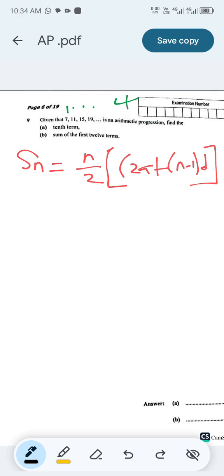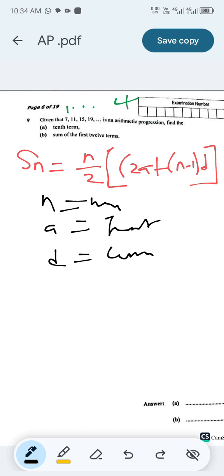So what is n? n is the number of terms that we are looking for. So we are looking for first 12 terms. So the number of terms that we are looking for is 12. So n is number of terms in this formula. Then a is the first term. Then d is the common difference. So if we have all these, then we can calculate the sum of first 12 terms.